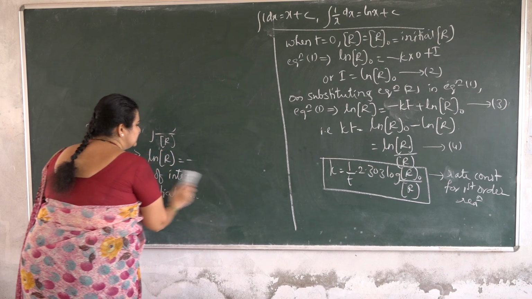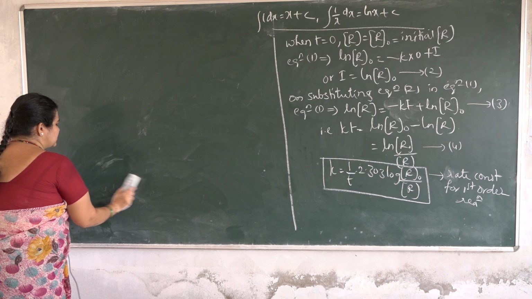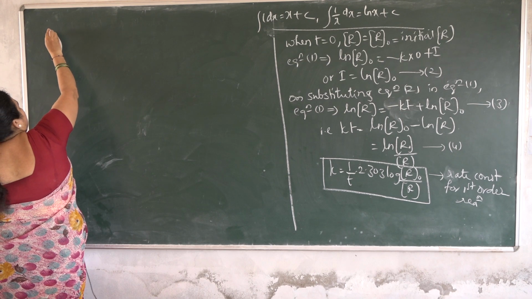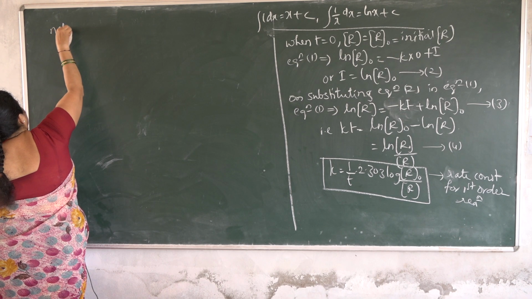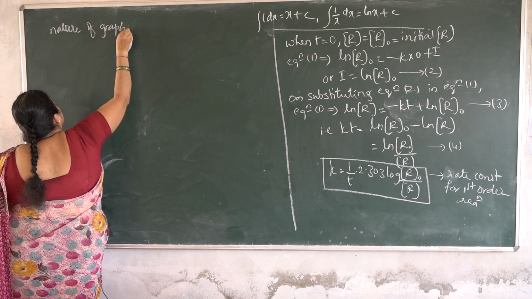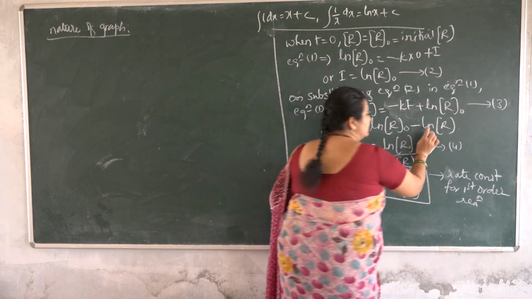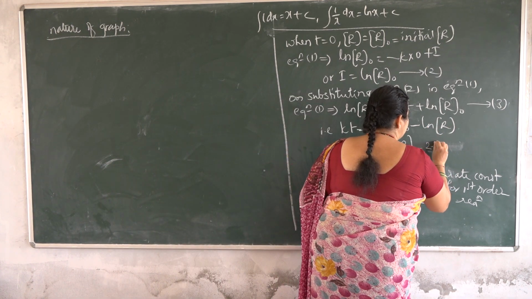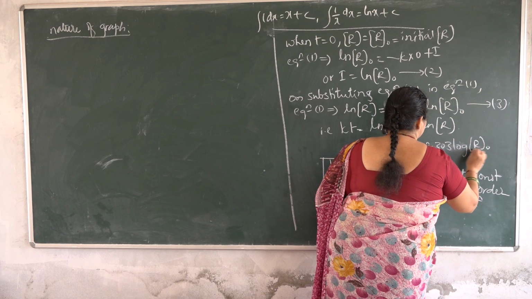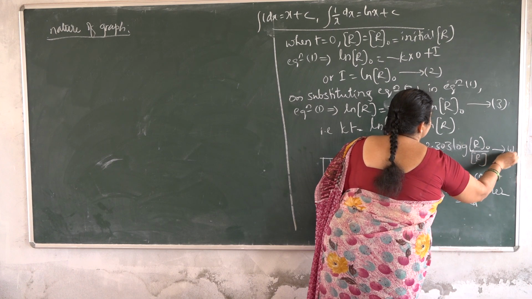Next part is nature of graph. So here I have mentioned two equation numbers, equation 3 and equation 4. Nature of graph. So I will write here ln instead of 2.303 log concentration of R naught divided by R. So let it be equation 4.